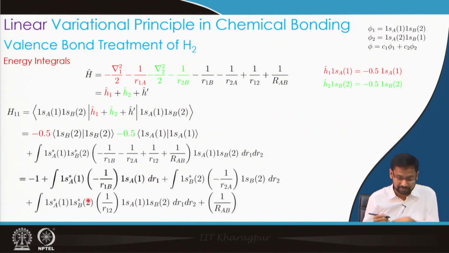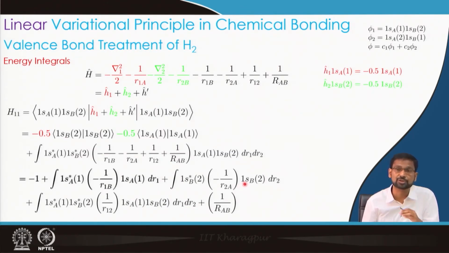Similarly, I can do the same analysis for 1 over R2a. I collect the terms that have dependence on electron 2, and I see this term corresponds to the charge distribution of electron 2 and its interaction with nucleus A. Again, electron cloud corresponding to electron number 2 and its interaction with nucleus A. This interaction is not there when the two hydrogen atoms are far away from each other.